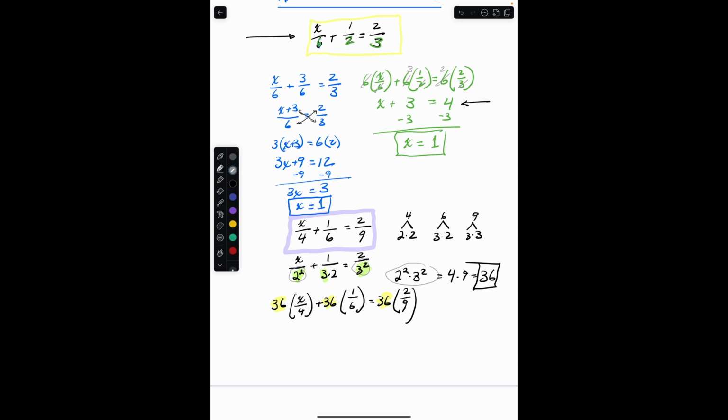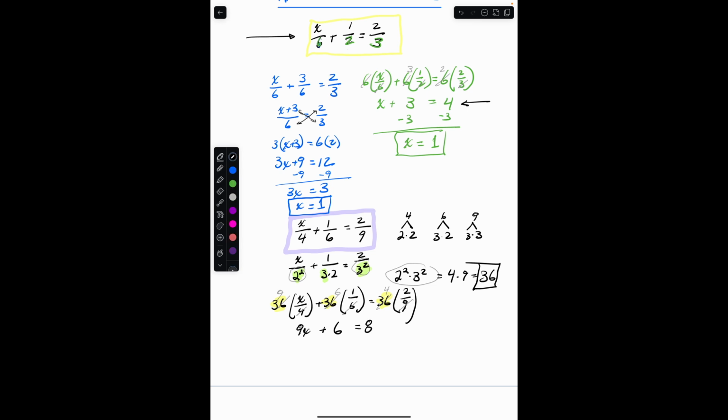Okay, if I now start canceling things, the 36 and the 4 will cancel, and I'm left with a 9. And 9 times x is 9x. The 36 and the 6 cancel, and I'm left with a 6. And 6 times 1 is 6. The 36 and the 9 will cancel, and I'm left with 4. And 4 times 2 is 8.